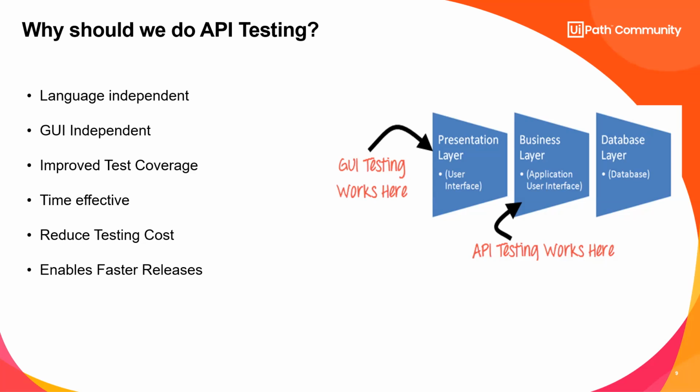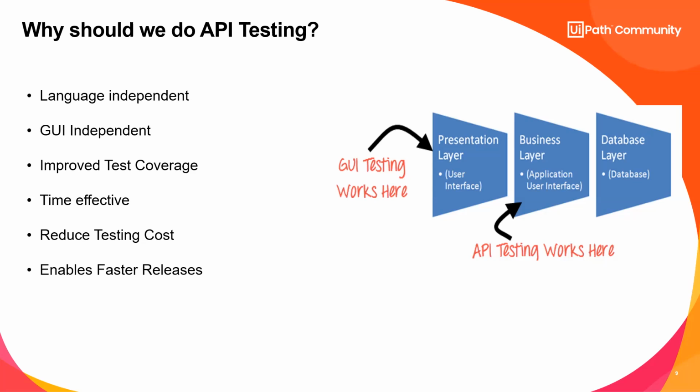Suppose any test case with GUI takes around 10 hours while executing UI regression testing. With API, it will take only 1 or 2 hours because it's not dependent on GUI, where you wait for the website to load, then enter the data, then click submit, and then the response comes. So all these steps are not there.